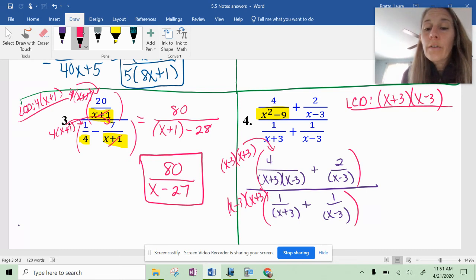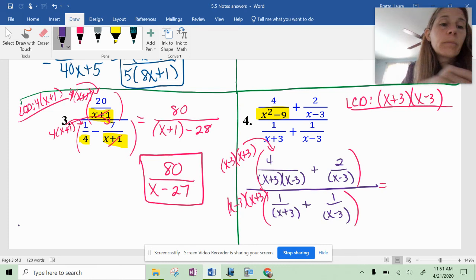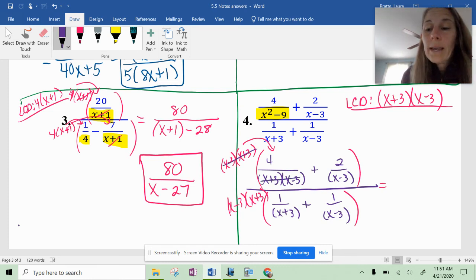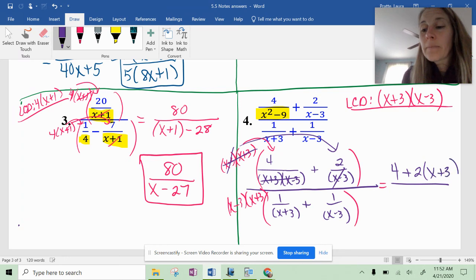So when you do it to the first one here, they totally cancel. You just have 4. When you do it to the second one, just the x minus 3's cancel. So you'd have 2 times x plus 3. When you do it on the bottom, this first fraction, the x plus 3's cancel. So you're left with x minus 3. When you do it to the second one, the x minus 3's cancel. So you're left with x plus 3.